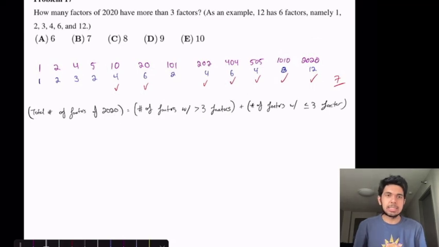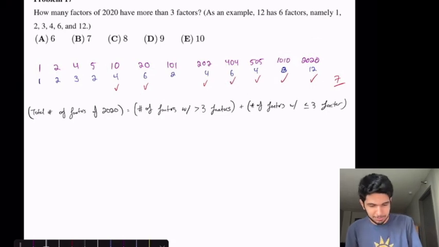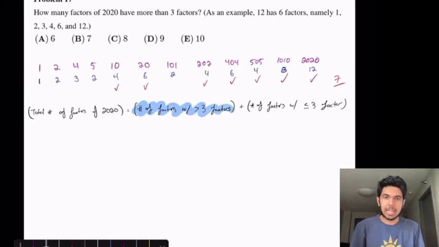An analogous situation would be saying the total number of positive integers less than or equal to 10 is equal to the total number of integers less than or equal to 5 plus the total number of integers in between 5 and 10. Something like that, where you're just partitioning it into 2. Okay, very complex wording on my part. We're solving for this highlighted part.